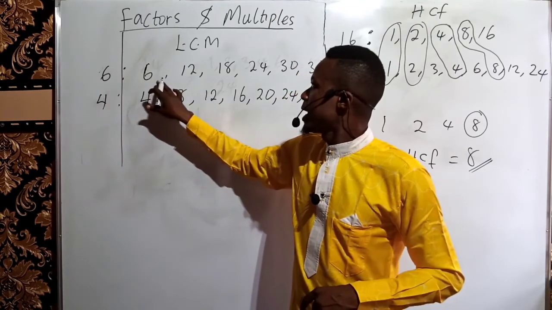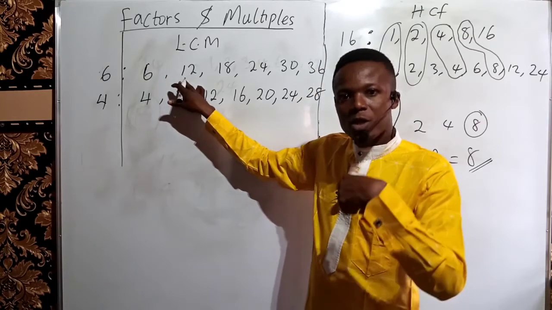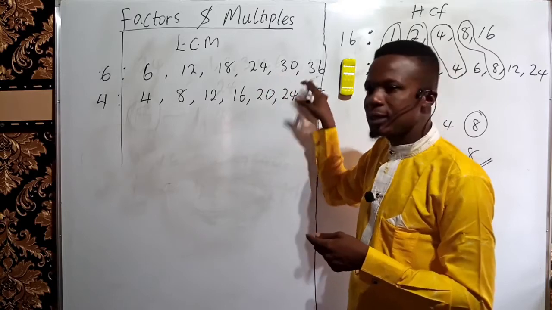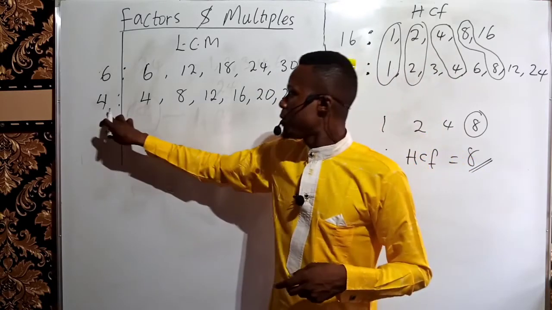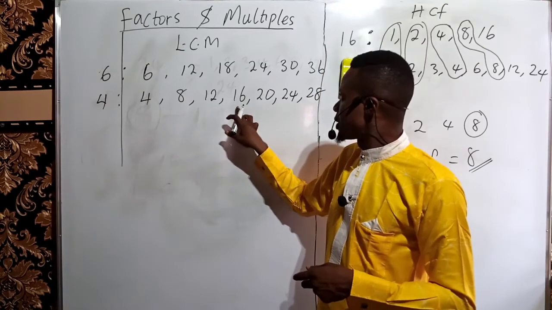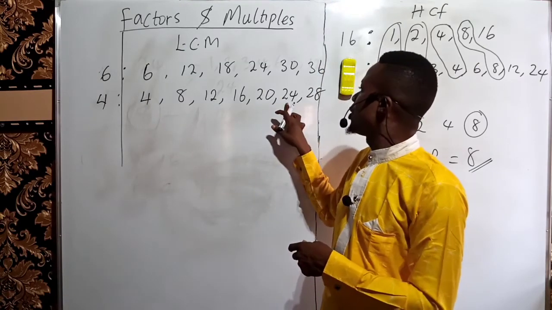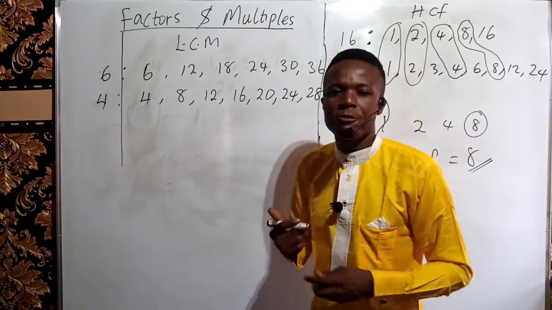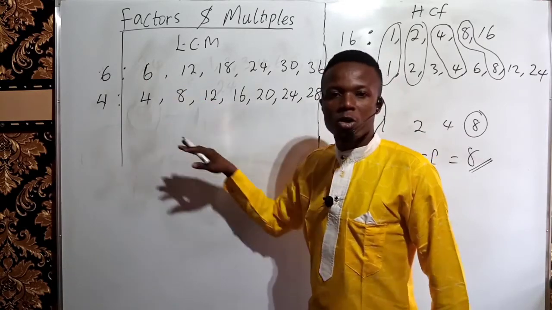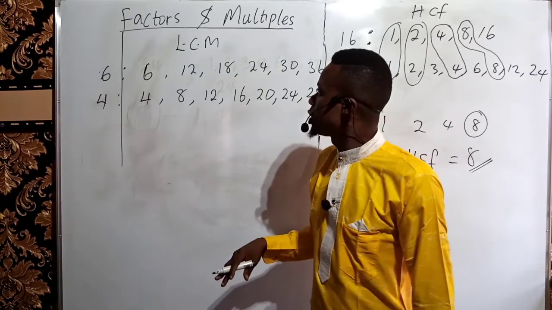The multiples of 6 are 6, 12, by adding 6s, and we go 18, 24, 30, 36, etc. While the multiples of 4 are 4, 8, 12, 16, 20, 24, 28, etc. You'll be adding 4, 4. Among these multiples of 6 and 4, some of the multiples are common to each other.